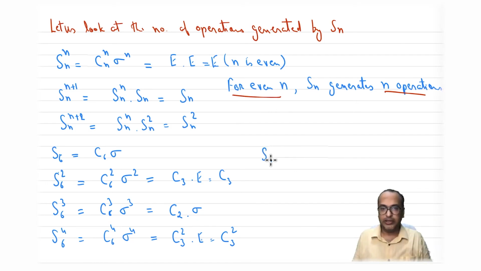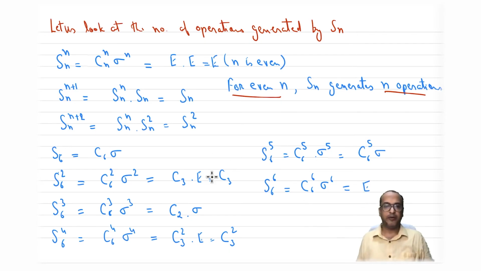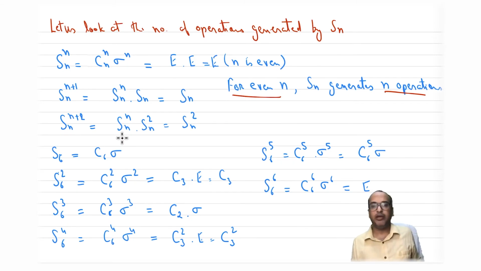Okay. S6 to the power 5 will be equal to C6 to the power 5 sigma to the power 5, which will be C6 to the power 5 sigma, right? So again, this has not come so far. So it's a non-redundant operation. S6 to the power 6 is nothing but C6 to the power 6 sigma to the power 6, and both are equal to E. So again, this is also a non-redundant operation. Okay, so this is the case for even n. When n is even, how many operations will it generate?